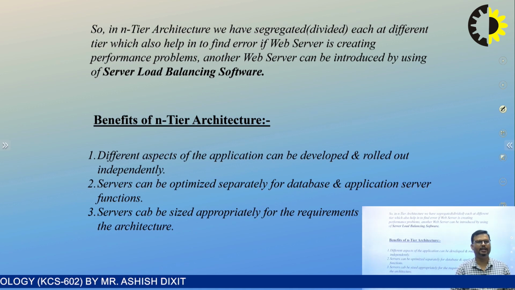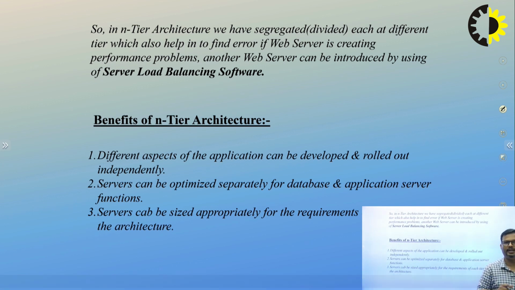Benefits of the N-tier architecture: different aspects of the application can be developed and rolled out independently. Second point, a server can be optimized separately for the database and application server. Next point, a server can be sized appropriately for the requirement of each tier of the architecture.